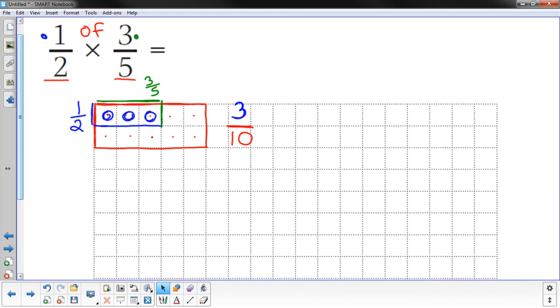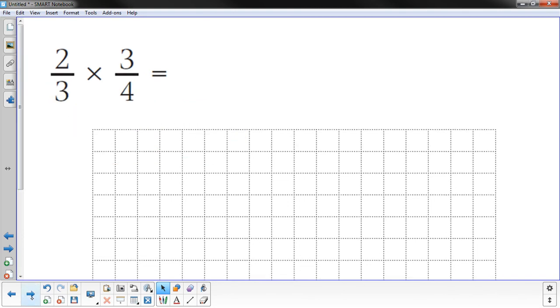Let's do another one. I have 2/3 of 3/4. Remember that multiplying means of. So I'm going to start with 2/3. So I have a line that's 3 units long, and I have 2 of the 3. This represents 2/3.